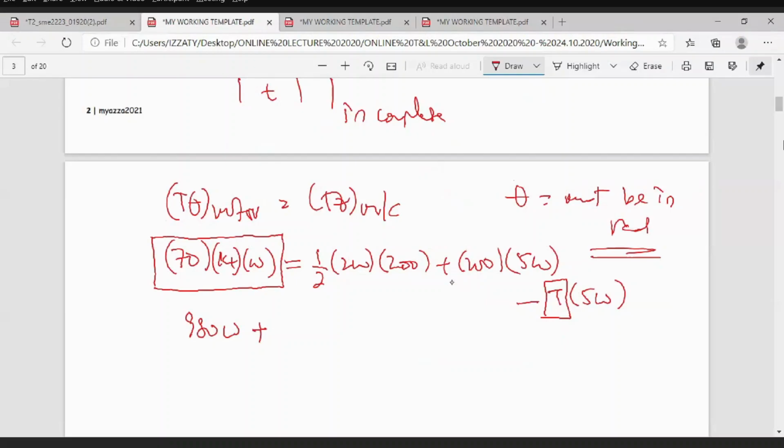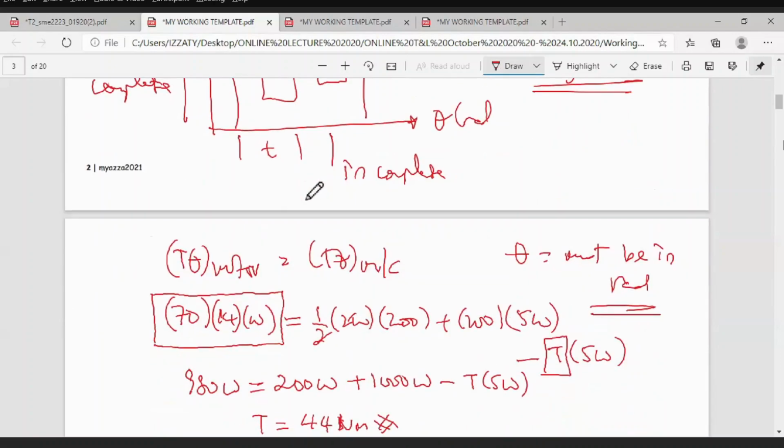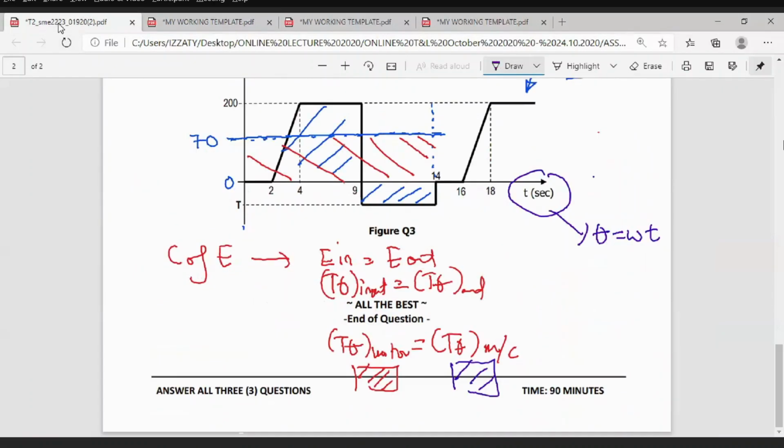This one will of course be equal to this one. You can cancel this one, it becomes 200 omega plus this one. Of course, we have by 5 is 1000 omega. This one is minus t by 5 omega. If you work this out, you have t here equal to, I calculate this one, you will have 44 Newton meter. So that 44 Newton meter, of course, is negative because it is below the zero area. So this one is negative 44. So I'm answering the second part, magnitude of torque given.